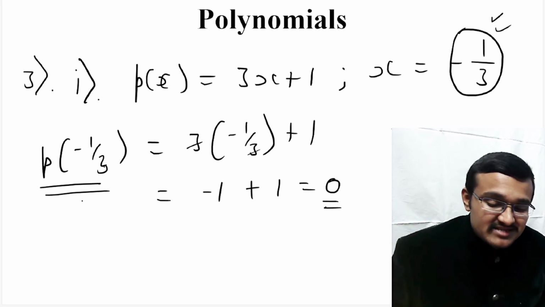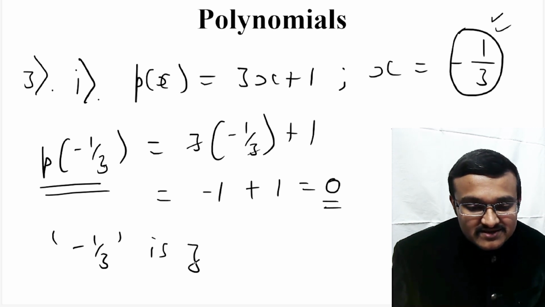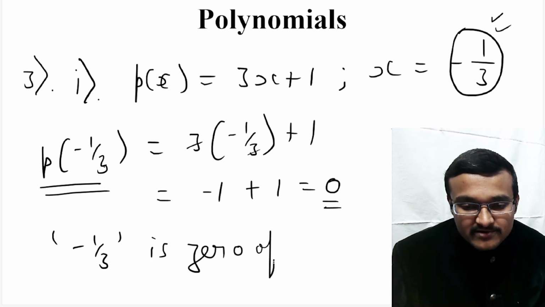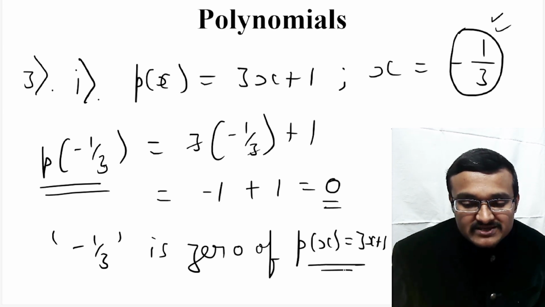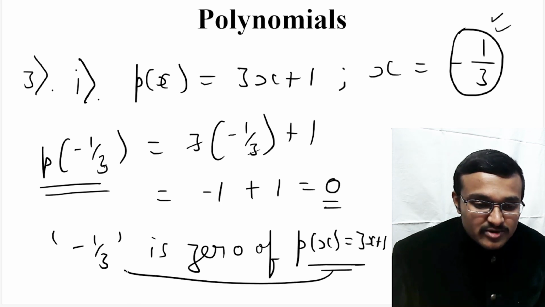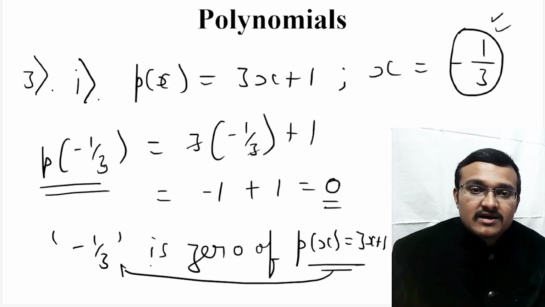So that means minus 1 by 3 is the 0 of this particular polynomial p of x, which is equal to 3x plus 1. So p of x is equal to 3x plus 1 for this particular polynomial. Minus 1 by 3 is the 0 of this polynomial.